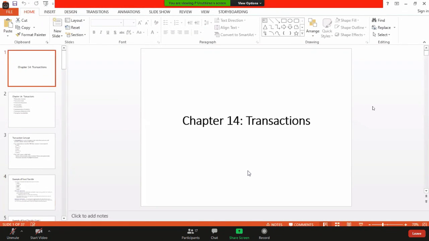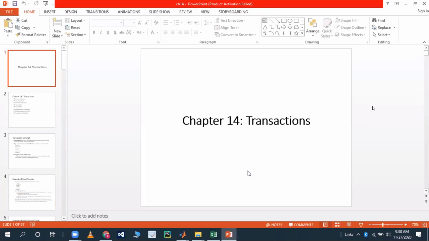In the last class, we studied the database concept: the basic things for the database. Today we are going to start with the new section. Okay, good morning. Now we are starting the new section.